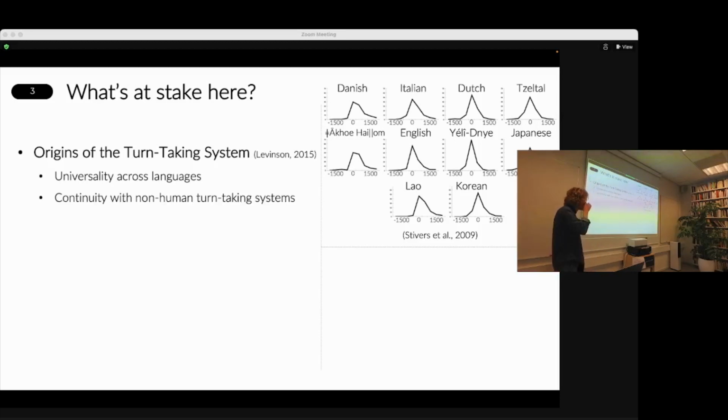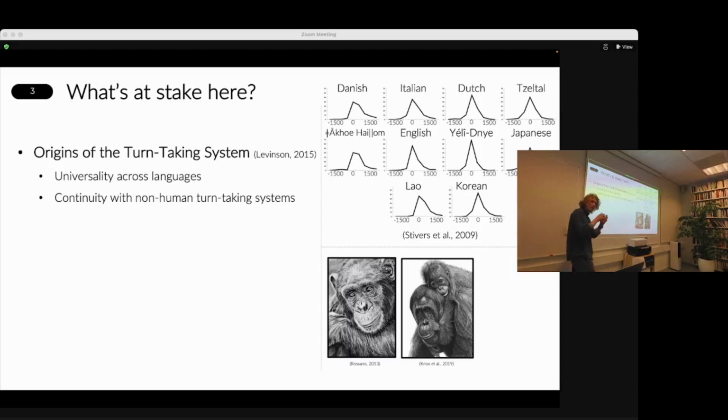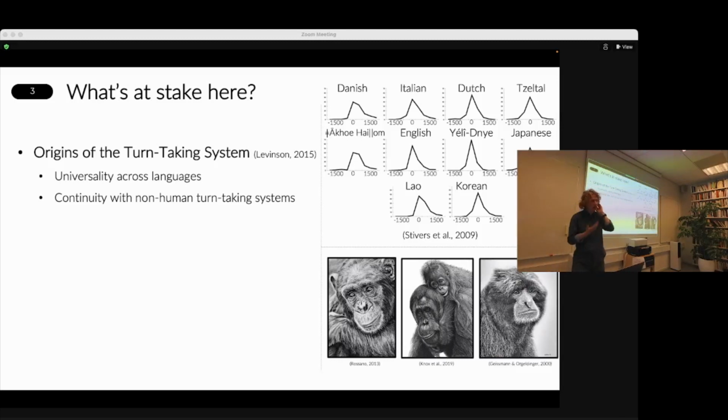We also see continuity with non-human turn-taking systems. If we look evolutionarily at bonobos and chimps, or orangutans, they gesture with a similar latency as we do in human language. And even if we look at the lesser apes, gibbons, for example, which is a vocal species, we also see similar latencies in their turn-taking systems as in human language. So that might suggest that we're using the same system, that our turn-taking system is derived either in parallel to or from these earlier turn-taking systems in these animals.